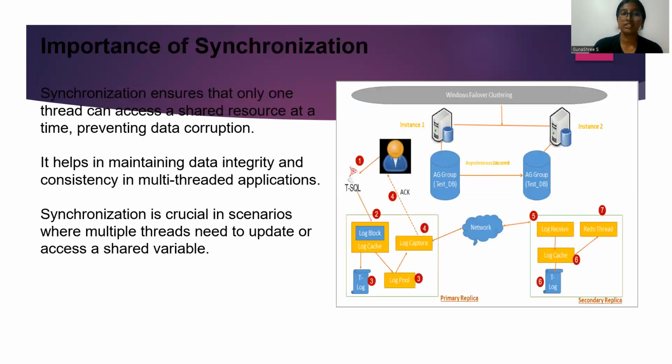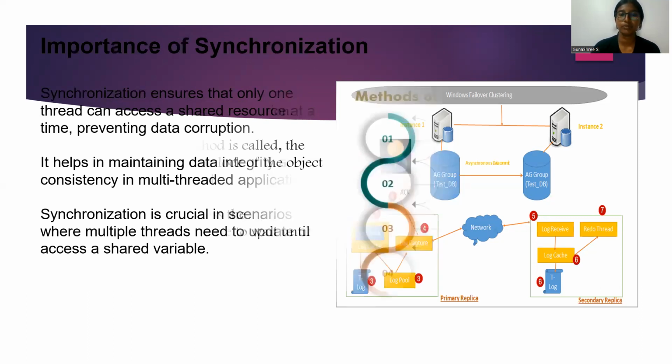What is the importance of synchronization? Synchronization ensures that only one thread can access a shared resource at a particular time. So it prevents data corruption. It also helps in maintaining data integrity and consistency in multi-threaded applications. Synchronization is crucial in scenarios where multiple threads need to update or access a shared variable.